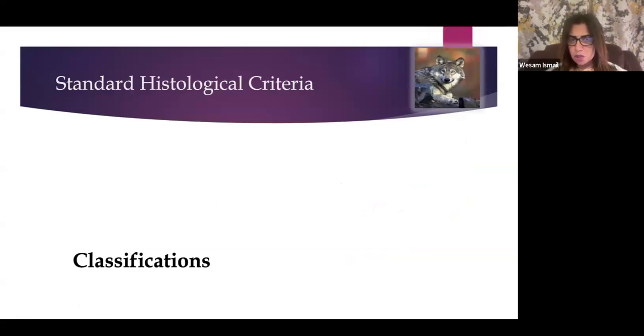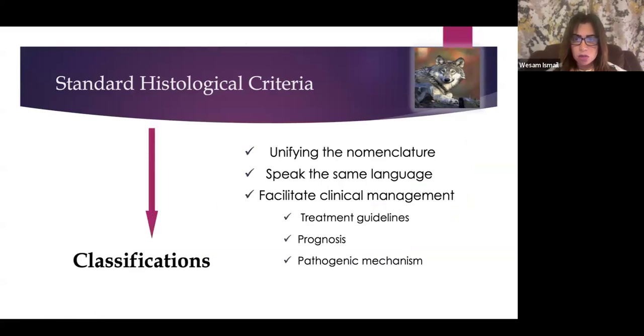Why do we need classification, and why is it so important that we classify diseases? Because it's important to standardize the criteria that we diagnose and classify different diseases accordingly. So classifications allow us to have standard histological criteria, to unify the nomenclature, so that nephrologists and pathologists will speak the same language, and it facilitates clinical management. If we want to do trials, to have treatment guidelines, to really evaluate prognosis, or to have an idea about pathogenic mechanisms, we can do this through classifications.